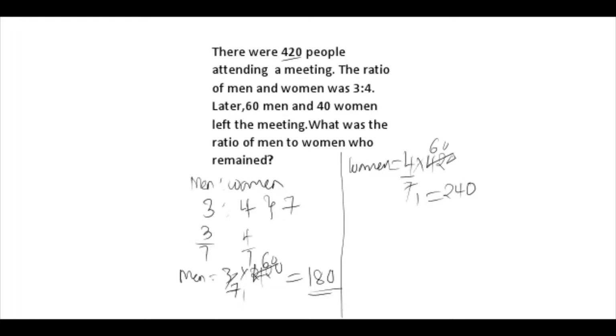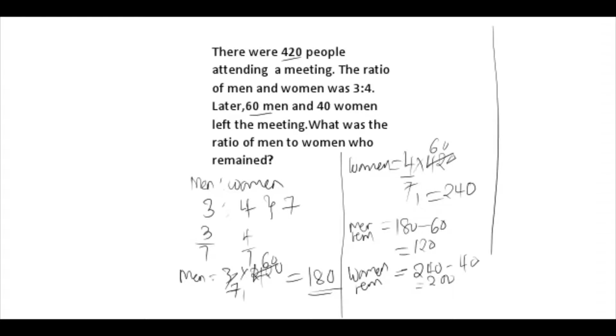So we are told later 60 men and 40 women left the meeting. So the men who remained will be given by 180 minus 60 men who left the meeting. So 180 minus 60, this gives us 120. So men who remained are 120. Then women who remained will be given by 240 minus 40. This gives us 200 women remaining. So 200 women remained, and men that remained were 120. So the ratio of men to women who remained is 120 to 200.